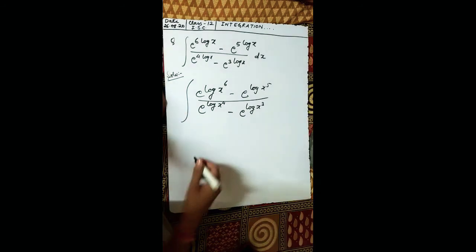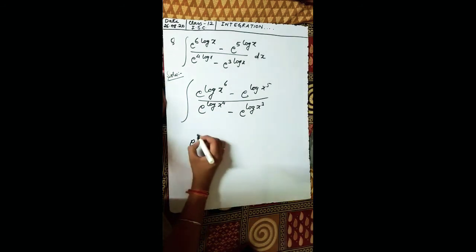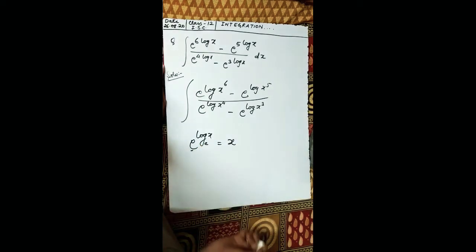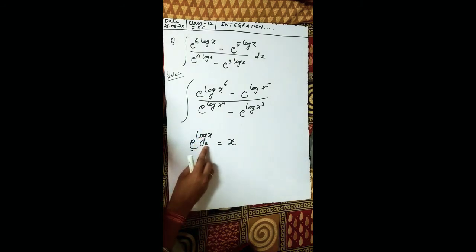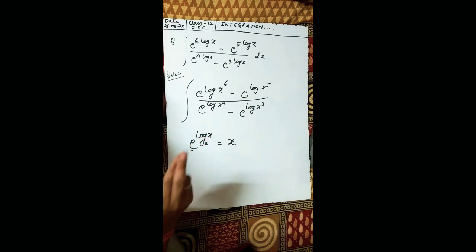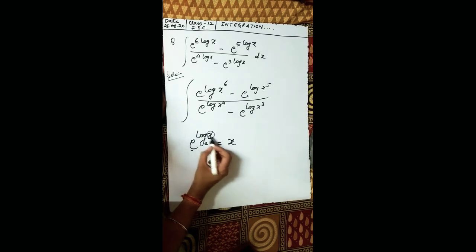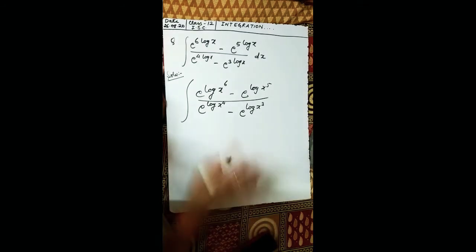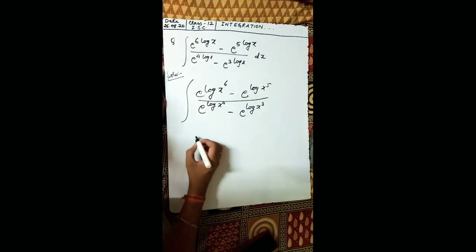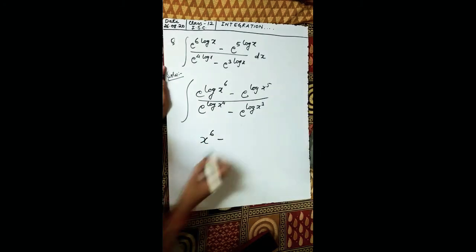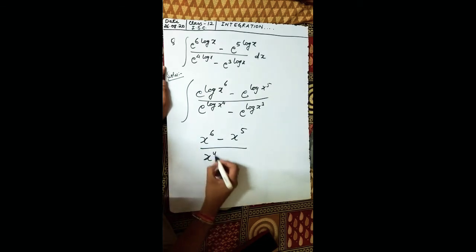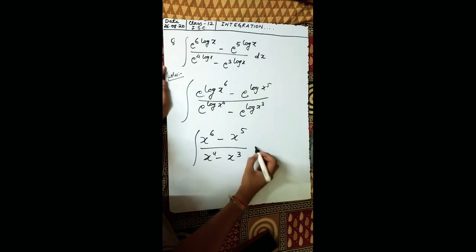Now as I have told you, e to the power log x, the answer is x. Why? Because this is the exponential function and this is the logarithmic function with base e, so they both are inverse operators, so they both cancel each other, and whatever is inside the log we get as the final answer. So here also the same thing will happen: e to the power log x to the power 6 will give x to the power 6 as the answer, and similarly we get x to the power 5 upon x to the power 4 minus x to the power 3, integration.